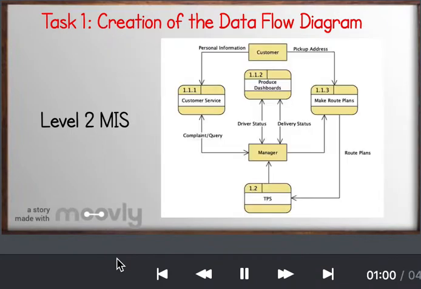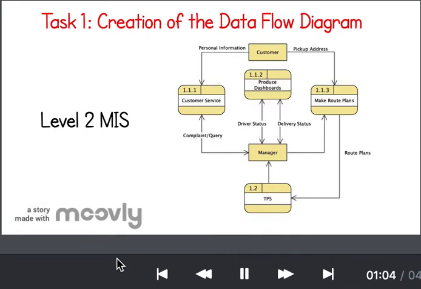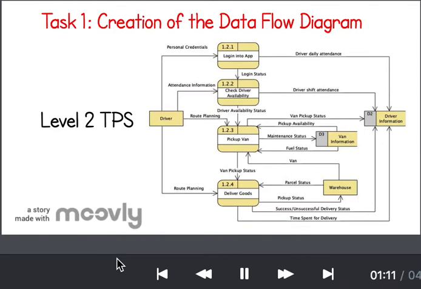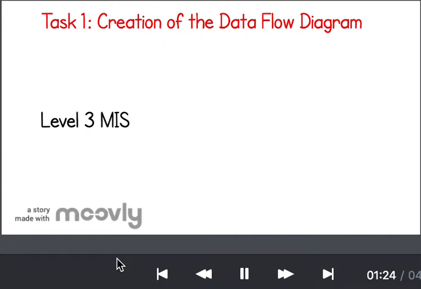A level 2 diagram further breaks down the MIS into its 3 component processes: customer service, route planning for drivers, and generating dashboards. At the same time, another level 2 diagram breaks down the transaction processing system into 4 component processes: logging into the app, checking the driver availability, picking up the van, and delivering the goods.